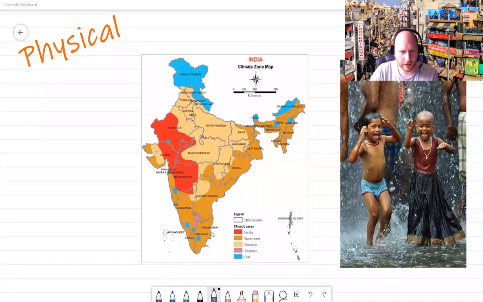People living down in the south in Tamil Nadu would have a very different kind of environment to the people living higher in the north in Kashmir, just because the temperature is so very different.